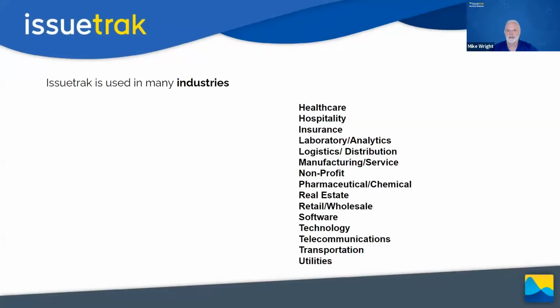So let's take a look at some of the industries. Now, this is interesting because when you look at this, you've got a lot of different industries: healthcare, hospital care, insurance, laboratory, logistics, manufacturing, and this is just some of them. There are a lot of different industries that use IssueTrack, and this is not even a complete list.